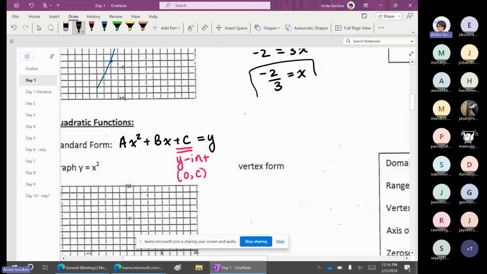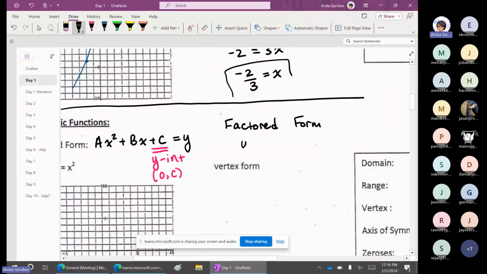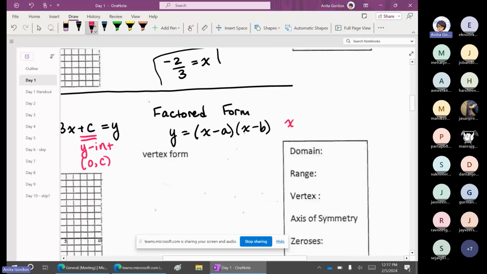I'm also going to add here the third form, factored form. Let's separate this from question 1 here. Factored form is where we have y equals (x minus a)(x minus b). Quadratic, there's just 2 of them. What information can I get here? The x-intercepts, right? My x-intercepts are going to be (a, 0) and (b, 0). So factored form tells us our x-intercepts.